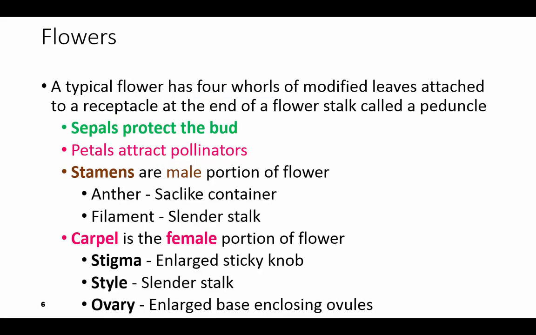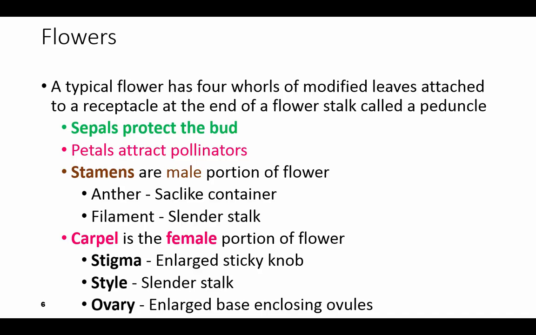Objective 31. Describe the parts of a generalized flower and their functions, and explain how pollinators contribute to the diversification of the flowers. A typical flower has four whorls of modified leaves that are attached to the receptacle at the end of the stalk, which is called the peduncle.